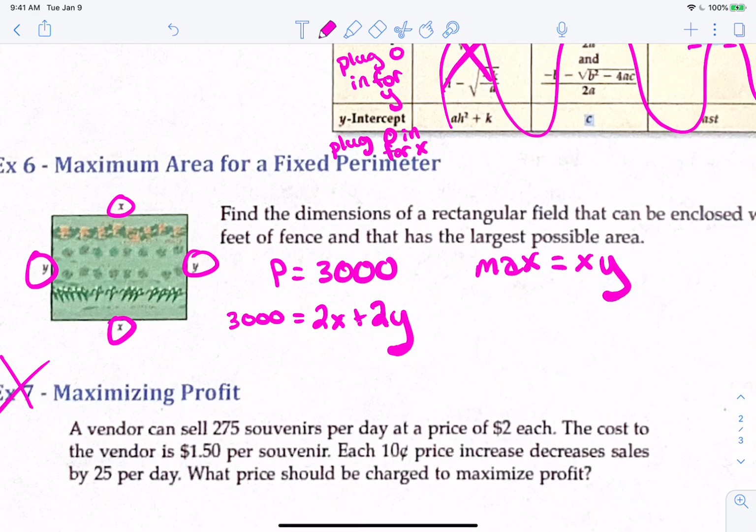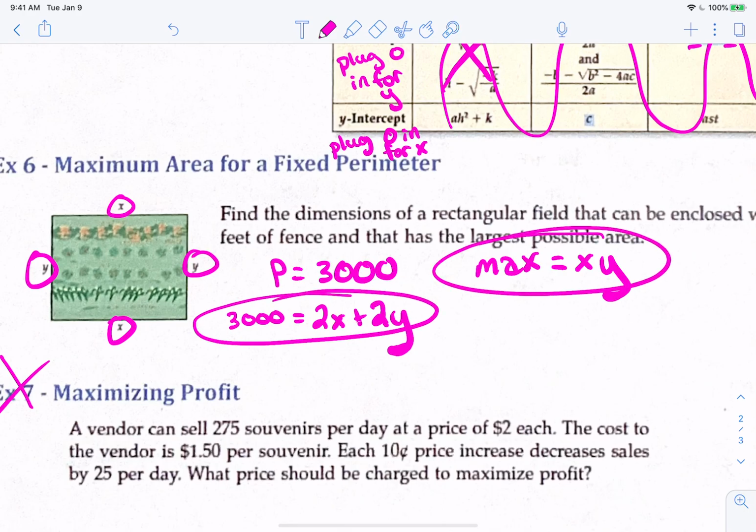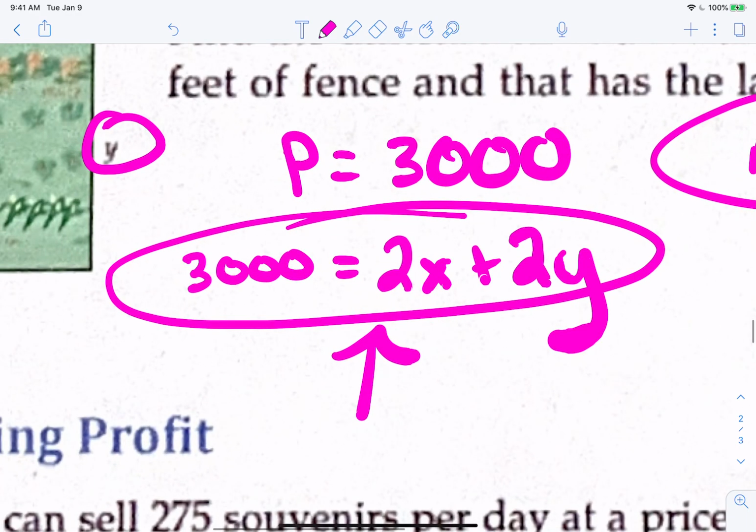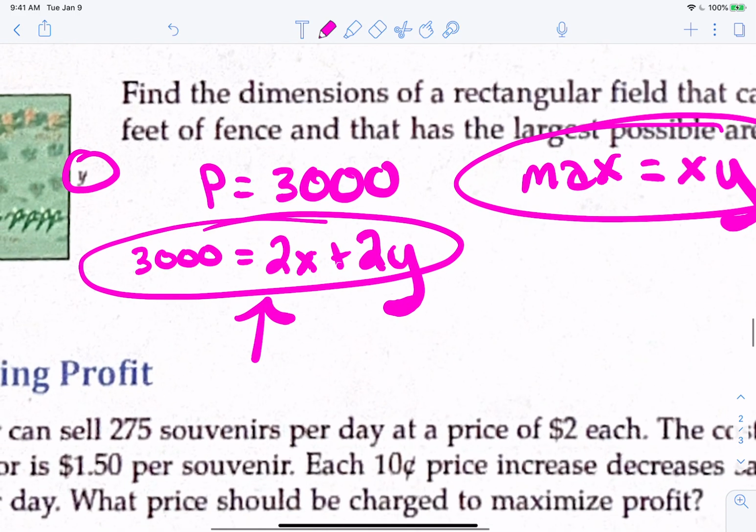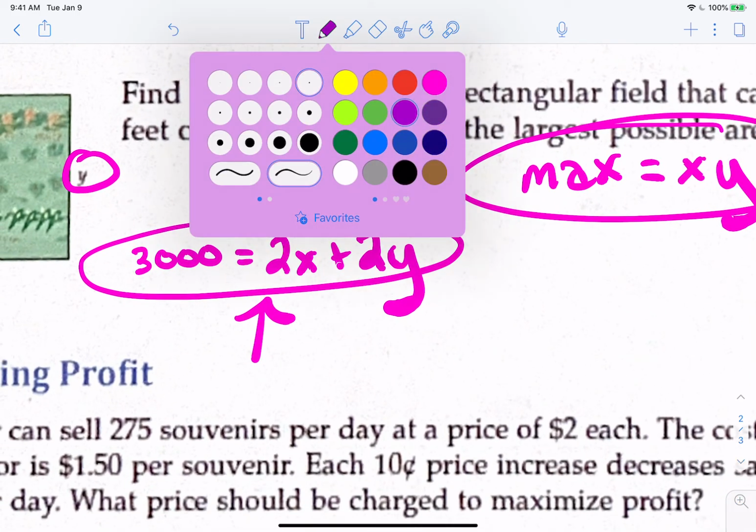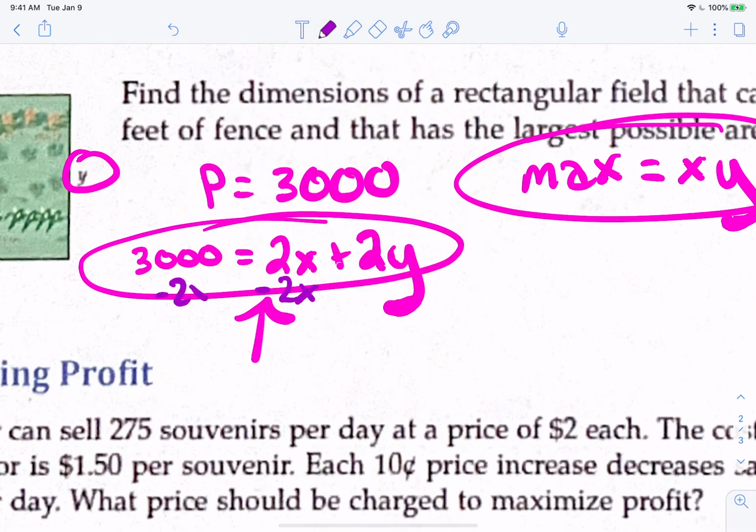So I have 2 equations going on here. I have the perimeter equation and I have my area equation, and I want to try to find the maximum. All right, so to do that, let's do some substitution in here. Let's solve this equation for one of the variables, x or y, and then let's plug it into the other one. So do you want to get the y by itself? Sure. If I want to get the y by itself, I'm going to kick the x to the other side. So I have 3,000 minus 2x is equal to 2y.